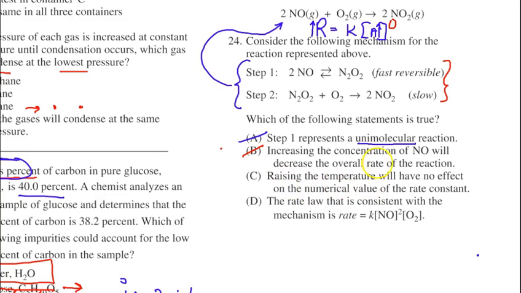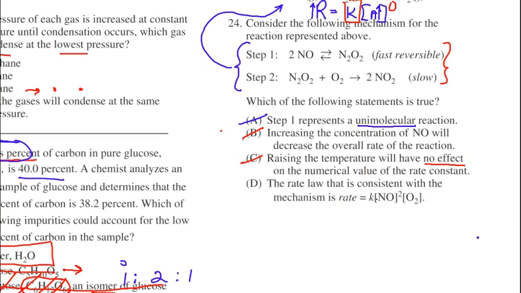Raising the temperature will change the value of k, and it will change the rate. So it will have an effect. Temperature makes reactions go faster because there's more kinetic energy in the reaction vessel and collisions happen, but clearly this k is temperature sensitive, and that will change the rate. So that doesn't make any sense. And so that leaves me with D. The rate law is consistent with the mechanism, and by process of elimination, that's the answer.